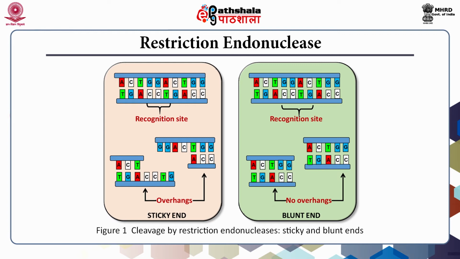Restriction endonucleases can also cleave both strands of DNA at the same point within the recognition sequence. Thus, DNA fragments with blunt ends are generated. Pvu2, Hae3, Alu1 are examples of restriction endonucleases producing blunt ends. Generation of blunt ends is shown on the right side of the diagram.